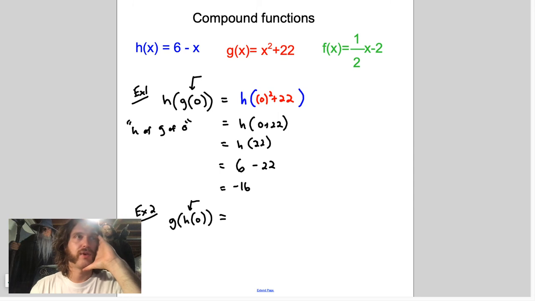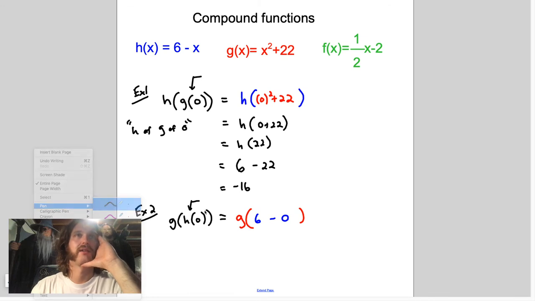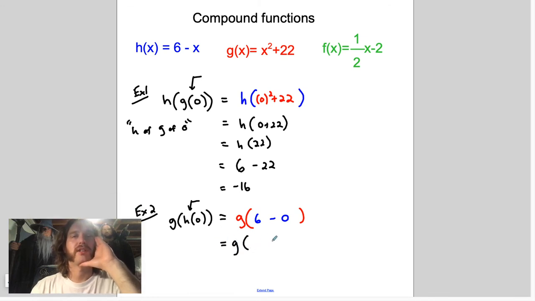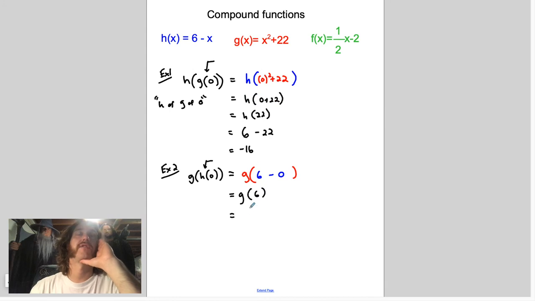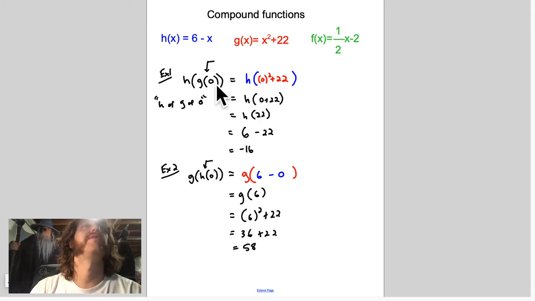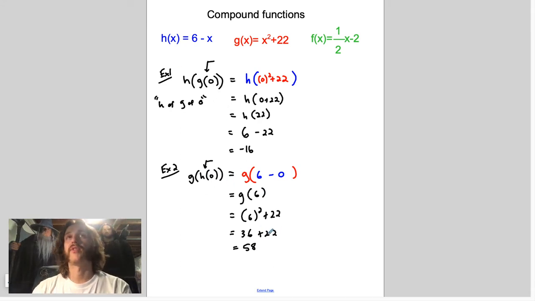So I'm going to plug in first, this time, g's on the outside. So it's going to be g of, in red. And then on the inside, we got our blue one. H of 0 is 6 minus 0. Oh, this is easy, they say. I think I'm losing my mind. I'm like talking to myself. So this is just g of 6. Hey, I think we can do that. Send 6 off to g, and you'll get that's 6 squared plus 22. 6 squared is 36. Plus 22 is 58. Exciting, exciting. So it turns out that h of g of 0 and g of h of 0 are not the same thing. Interesting.